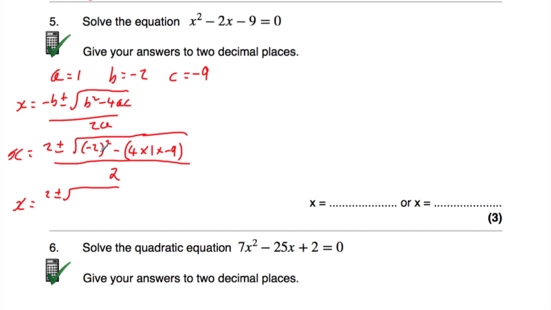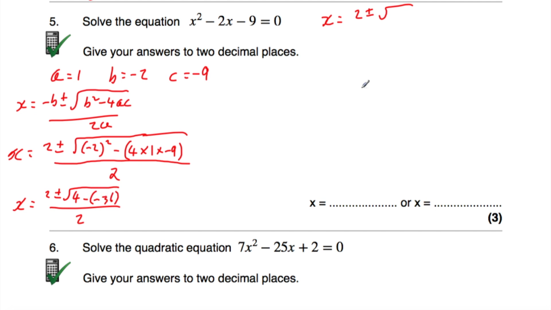So we've got x is equal to 2 plus or minus the square root of, now negative 2 squared, a negative times a negative is a positive, so negative 2 times a negative 2 is 4, so we've got 4 minus, and then let's work out what's inside of our bracket. 4 times 1 is 4, times minus 9 would be minus 36. So minus 36, close brackets, all divided by 2a, which is 2. So that would be, and let's simplify what's under the square root sign. We've got 2 plus or minus the square root of, and we've got 4 minus 36.